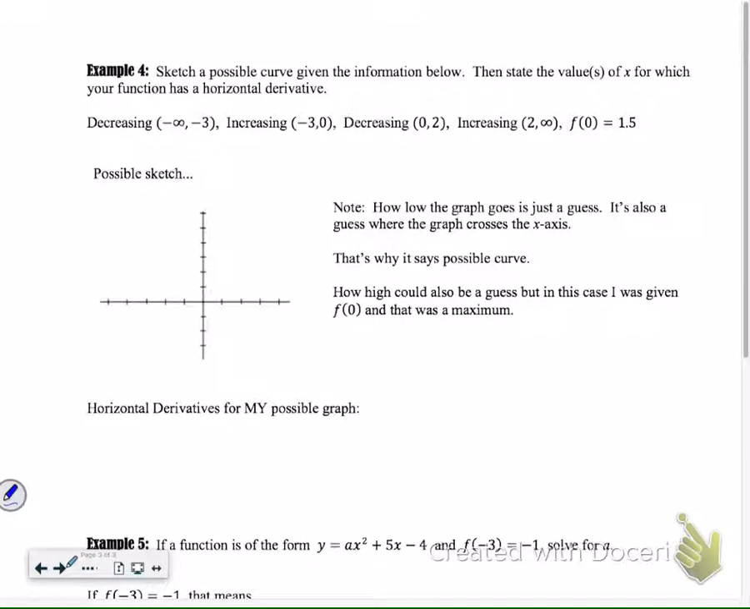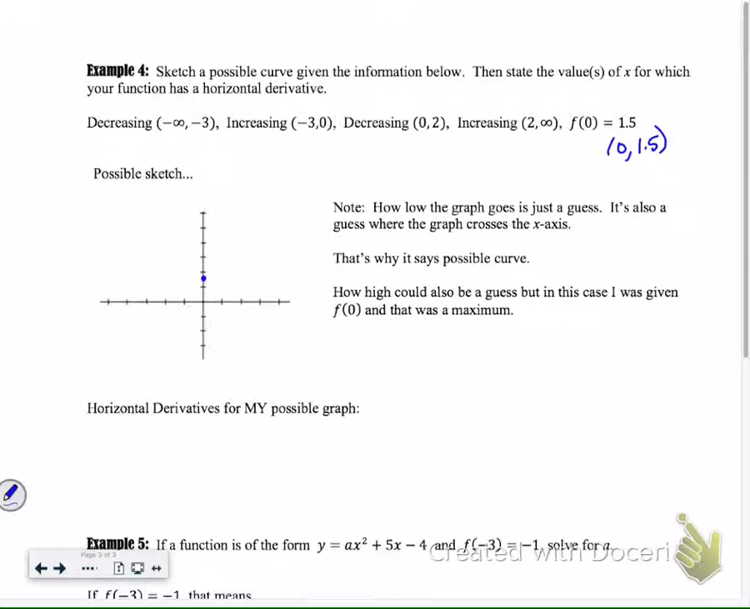Okay, next. Sketch a possible curve given the information below, then state the value or values of x for which your function would have a horizontal derivative. Okay, so this is totally a sketch. The graph is going down from negative infinity to negative 3, then it goes up from negative 3 to 0, decreasing, so on and so forth, and then f of 0 is 1.5. Okay, so let's actually start there. F of 0 is 1.5. So that means that I have the point (0, 1.5) on my graph. So over 0, up 1.5, something like that.